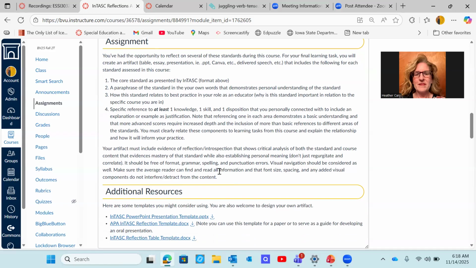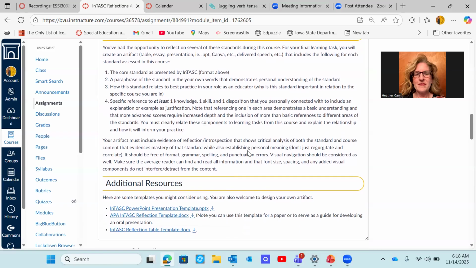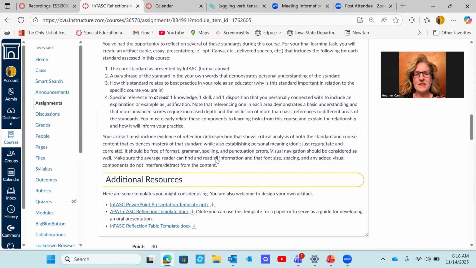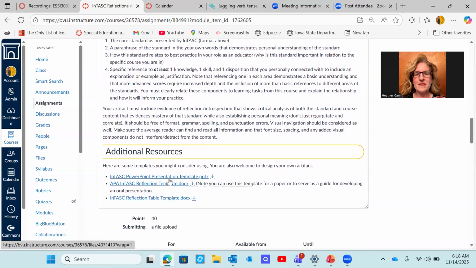So your artifact must include evidence of reflection, introspection that shows critical analysis of both the standard and course content. So make sure that it is free of format, grammar, spelling, and punctuation errors. There are templates here to give you ideas, so that should help.